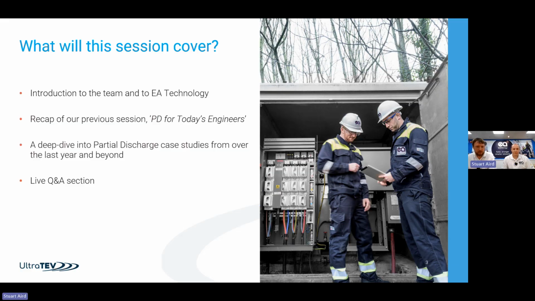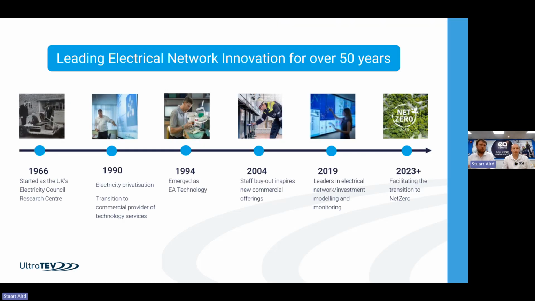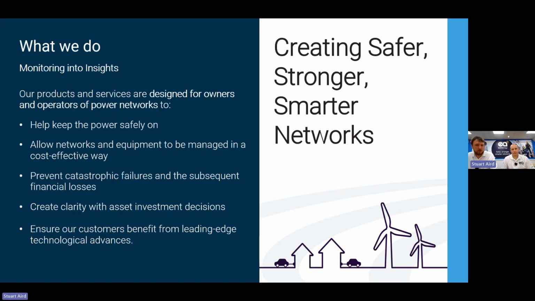Just before we jump into that, a very short introduction to EA Technology for anyone that's new to us. As a company, we've been around for well over 50 years now. We started as the Electricity Research Council and then migrated to the commercial entity of EA Technology through privatisation. We cover a wide range of activities, from the PD elements we're talking about today through to consultancy and the training arms, and we've got worldwide coverage. Our customer base is general electricity distributors and the industrial application of it. Overall, you can sum up what we do as helping create safer, smarter networks, and in some way helping keep the lights on.